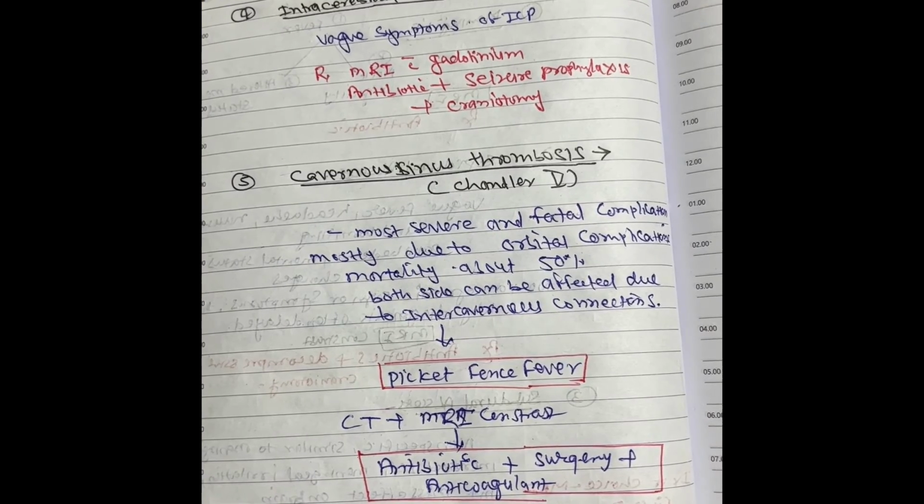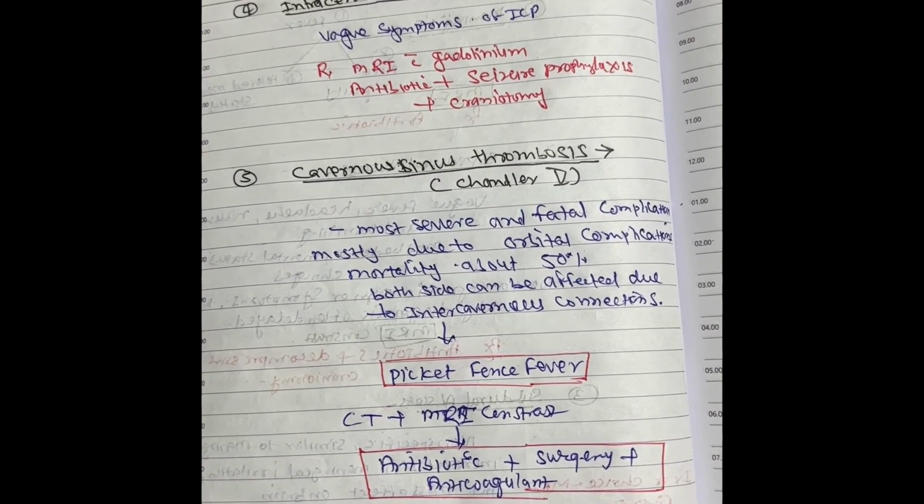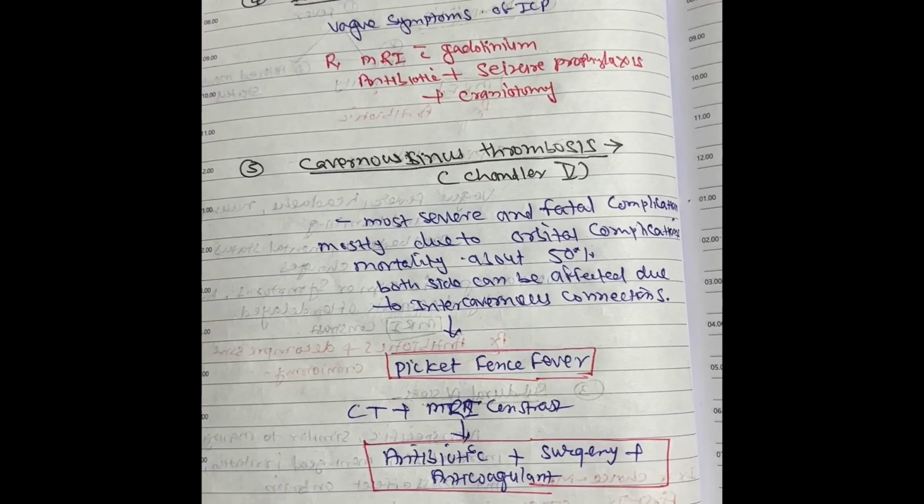Cavernous sinus thrombosis is the most severe and fatal complication, mainly following orbital complication. It's initially unilateral but later on may develop bilaterally because of the intercavernous sinus. The classical fever in this is Picket-Fence fever. CT plus MRI contrast is the diagnostic of choice. Antibiotic and surgery, and anticoagulant should be added.